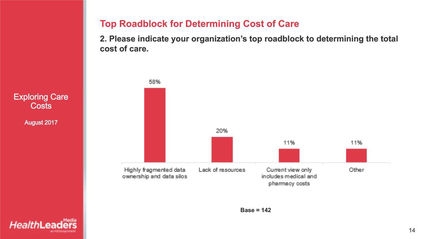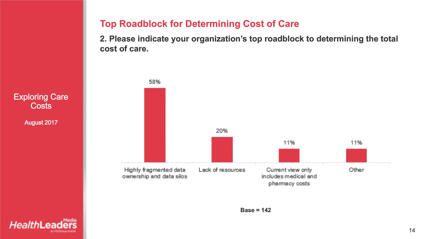The second question the survey asked: please indicate your organization's top roadblock to determining the total cost of care. The highest response by far was highly fragmented data ownership and data silos at 58%. Lack of resources is significantly lower as a response at 20%, and current view only includes medical and pharmacy costs. So really, fragmented data ownership and data silos is an obstacle for just about everybody in the survey. It's over 50%, and this turns up in other survey research that we've done at HealthLeaders Media.